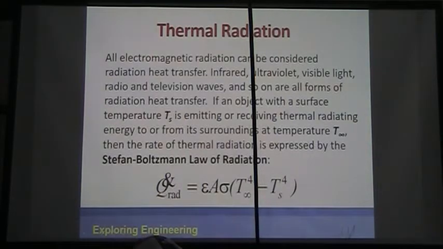If an object with a surface temperature TS is emitting or receiving thermal radiating energy to or from its surroundings at temperature T infinity, then the rate of thermal radiation is expressed by the Stefan-Boltzmann law of radiation. Heat transfer from radiation equals epsilon times A times sigma times the quantity, the temperature of the surroundings raised to the fourth power minus the temperature of the surface raised to the fourth power.